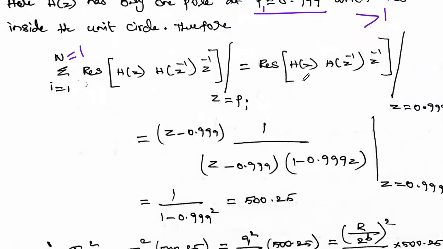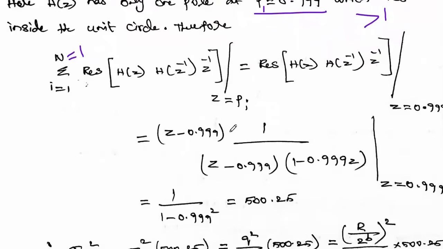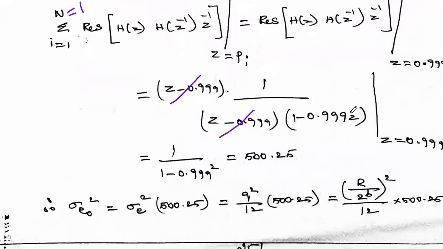Already you know how to calculate the residue. The residue is similar to a partial fraction coefficient. So the residue for the term z minus 0.999 is calculated by multiplying z minus 0.999 with the total h of z inverse into z inverse, at z equal to 0.999. The z minus 0.999 cancels. In the remaining term, only z is available, so instead of z you just substitute 0.999. So the answer is 1 by 1 minus 0.999 the whole square.